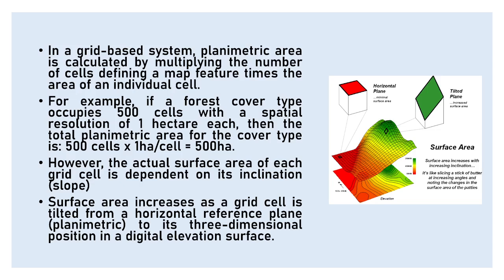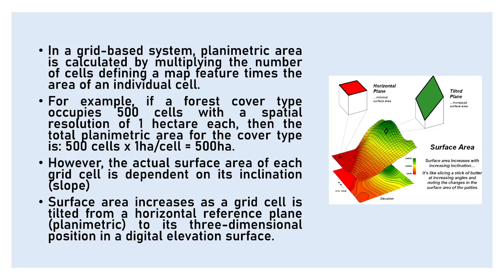So in a grid-based system, planimetric area, that is like a planar area, is calculated by multiplying the number of cells defining a map feature times the area of an individual cell. What they're trying to tell you is, for example, if you have a particular forest cover type, which is occupying approximately 500 cells in that diagram or grid, and it has a spatial resolution of 1 hectare each. What does that mean? Each cell is 1 hectare each, okay?